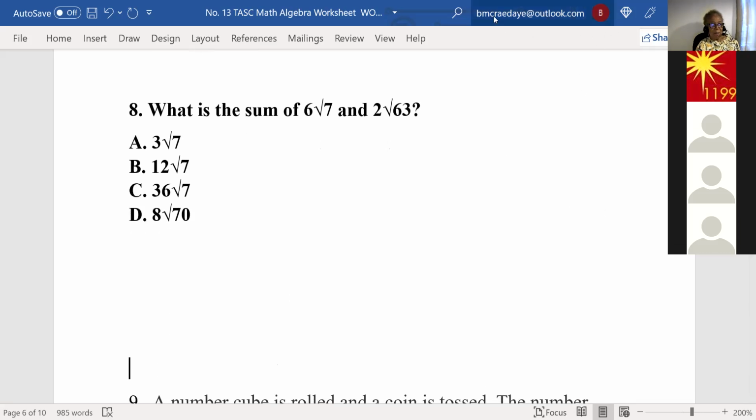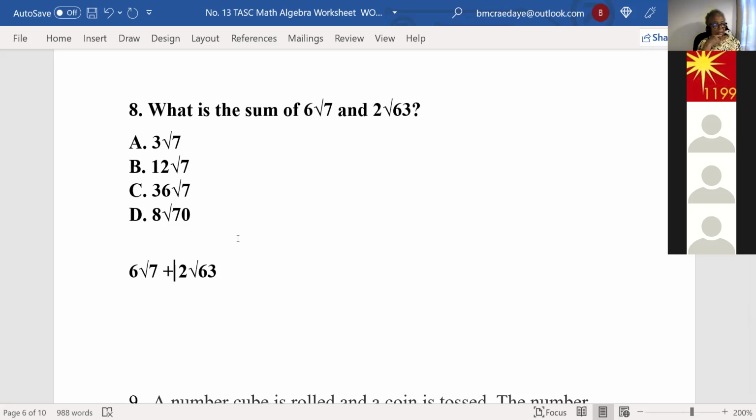What is the sum of 6 square root of 7 and 2 times square root of 63? Let's just copy this. Now it says what is the sum, right? That means you're adding. Adding, yes. So you're saying therefore, between the two terms, that's plus.